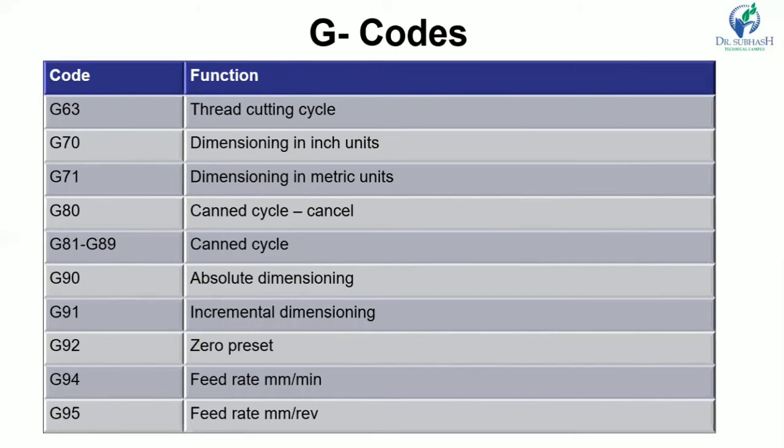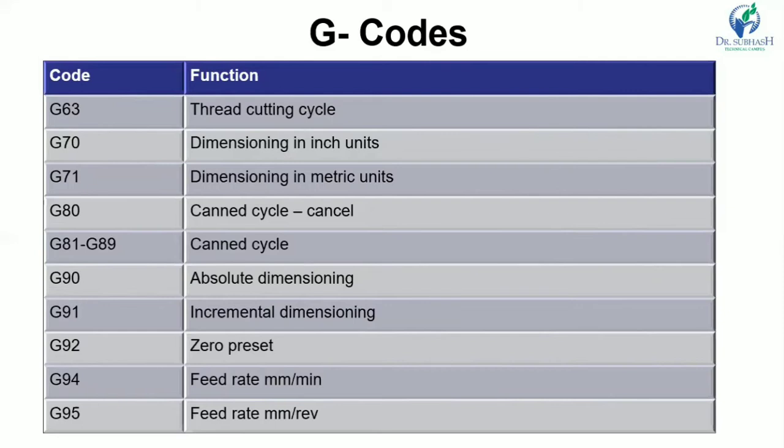G70 dimensioning in inch unit, okay, G71 dimensioning in metric units, G80 is for canned cycle cancel, and G81 to G89 for the different canned cycles.